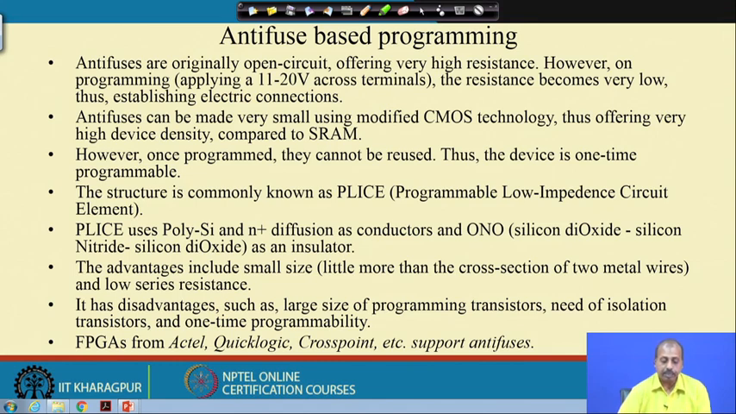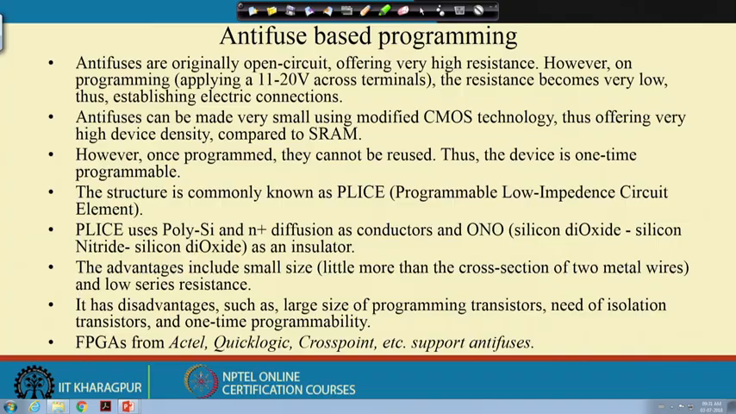But the difficulty with antifuse is that once it is programmed, it cannot be reused. It is for one time use only. So, the device is one time programmable. We do not get the flexibility that I can use the same chip again and again, and the other advantage that we had, like if there is a design error, we can correct the error and use the same FPGA chip for the corrected design.